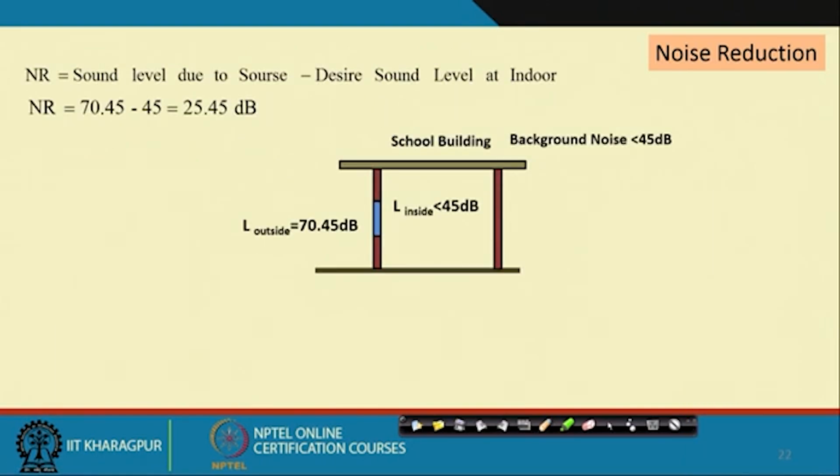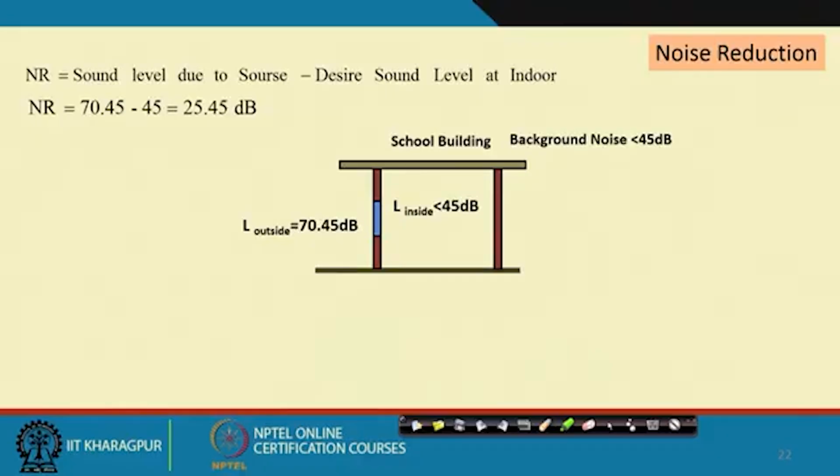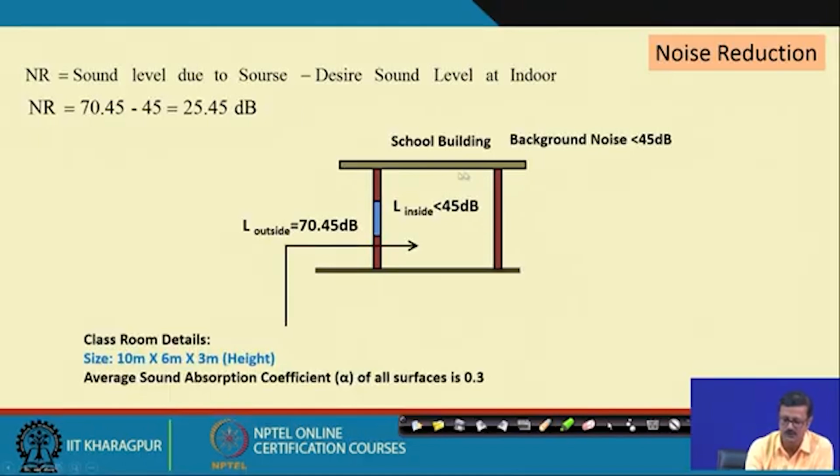So, the reduction required is almost 25.45 dB. Now, who will give me this reduction? How will I achieve this reduction? This noise reduction NR will be achieved in two ways. One, by designing this partition wall by virtue of the combination of the wall and the window, and number two, the absorption quality inside this particular classroom will also give me some kind of absorption and some kind of reduction.